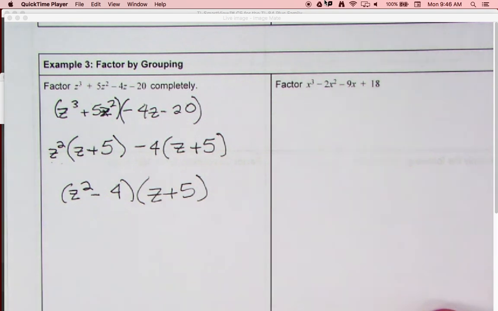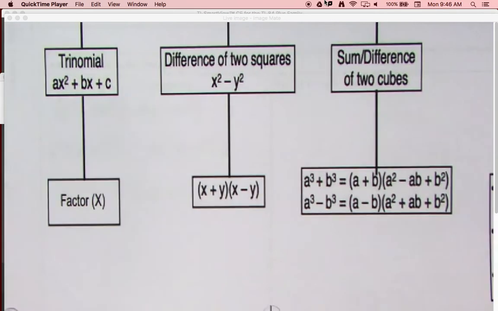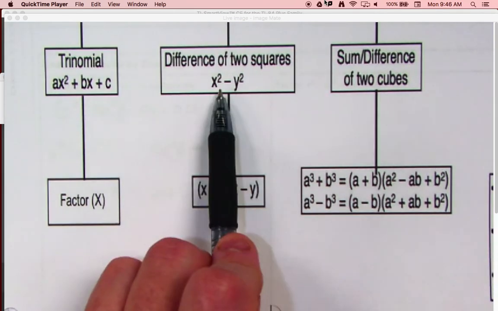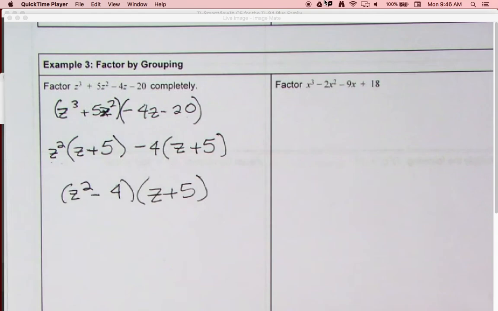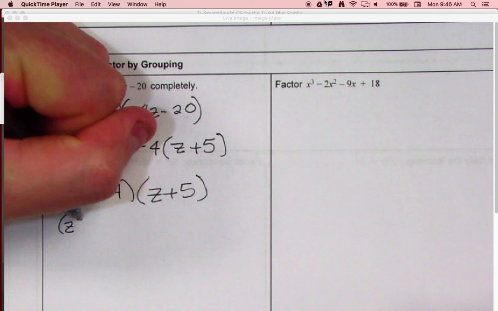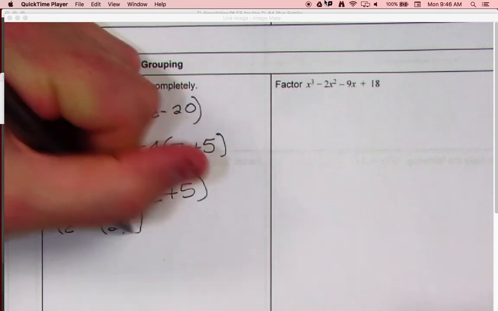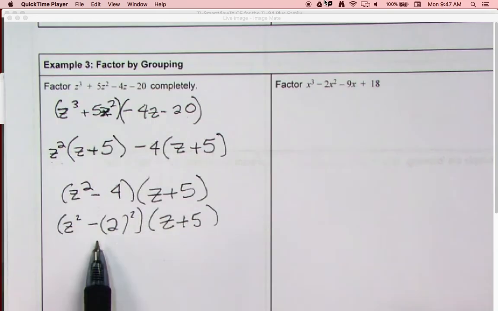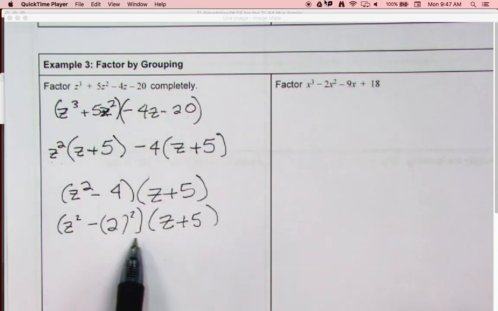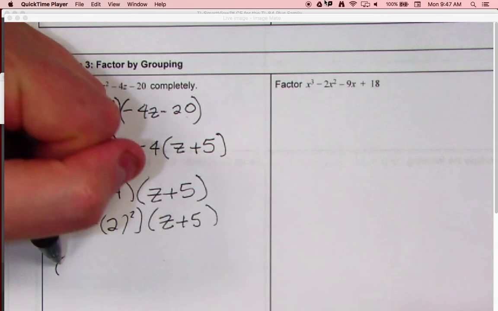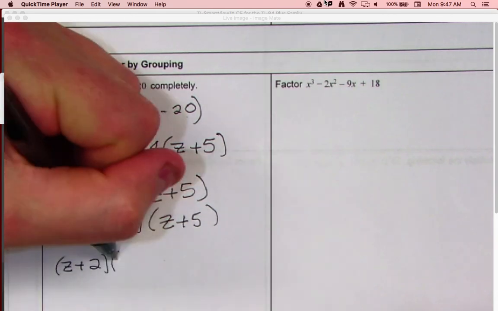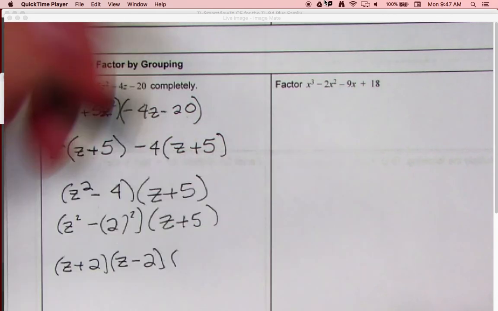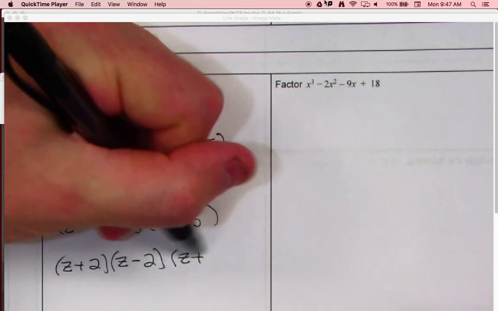But what we have to look at now is down here, do I have any of these other three situations? And you can see I do. I have the difference of two squares right here. So this can be written as z squared minus 2 squared, like that. Okay? And then, of course, we got to bring down the z plus 5. Now, we know how to factor this, difference of two squares, and some of us can even skip over this step. This is going to be z plus 2 and z minus 2. And then, of course, we need to bring down our z plus 5.